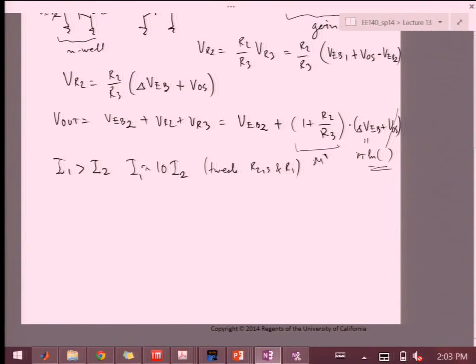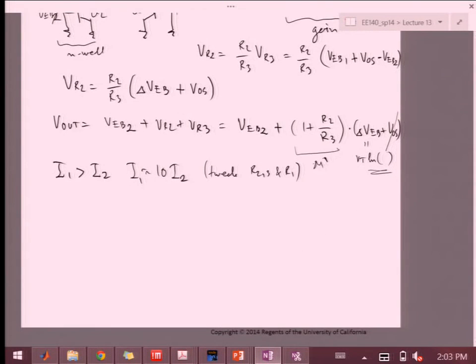If I increase both R2 and R3, then I'm not really affecting R2 over R3, but I'm changing I1 versus I2. And then what I'm going to use is I need IS2 to be bigger than IS1, which means that the emitter area of transistor 2 will be bigger than 1. So I'm taking a small current and pumping it into a big transistor. And then on the other hand, I'm taking big current and pumping it into a small transistor.